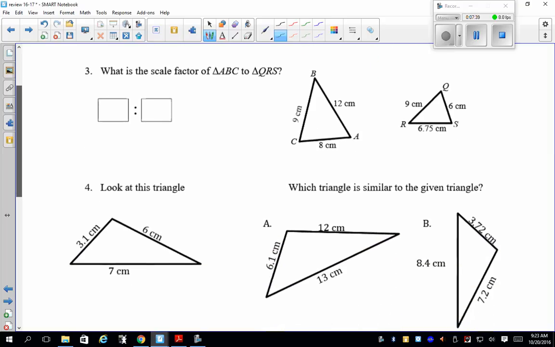Number 3, what is the scale factor of triangle ABC to triangle QRS? The scale factor is the ratio of the sides. So I'm going to make sure I'm matching up the congruent sides. 8 is the smallest side of this triangle, and 6 is the smallest side of that triangle. So 8 over 6. And I want to reduce this.